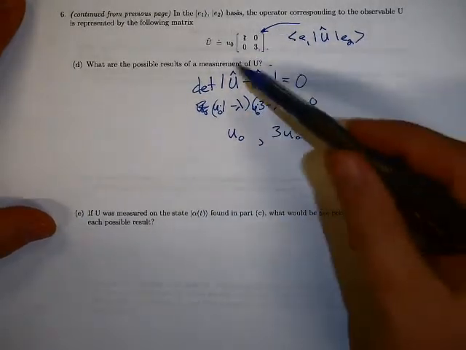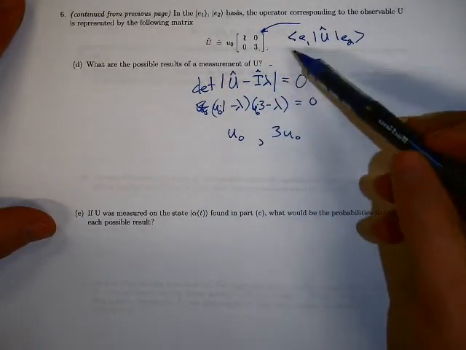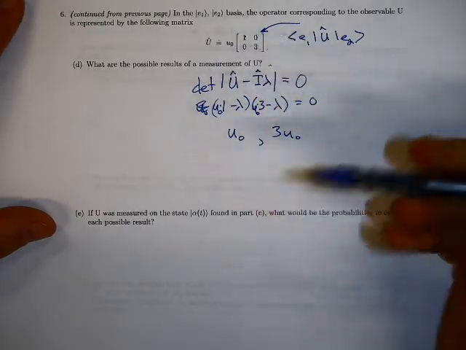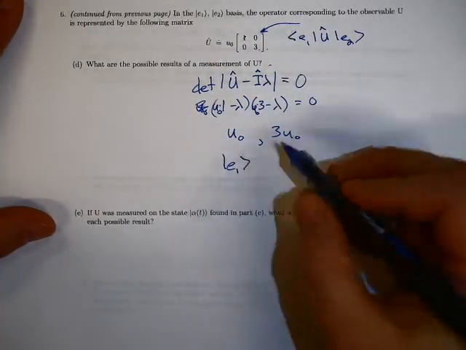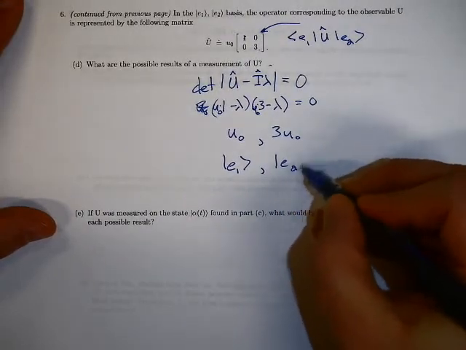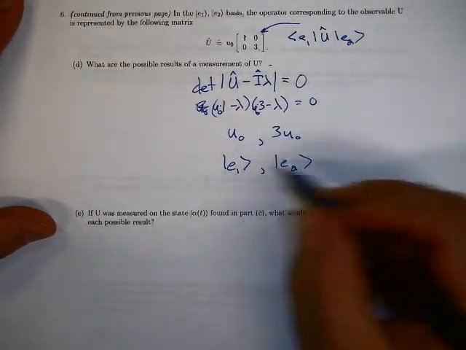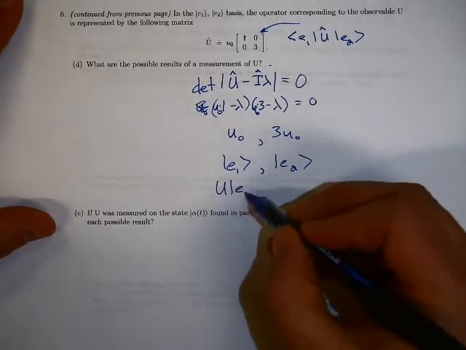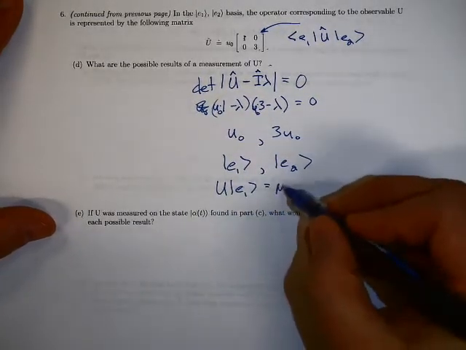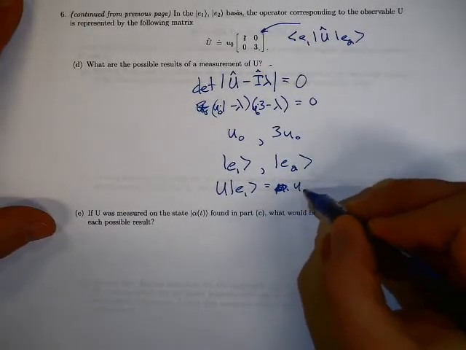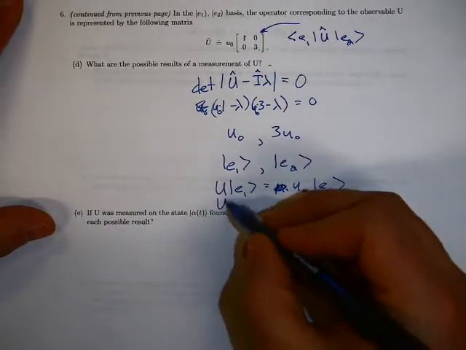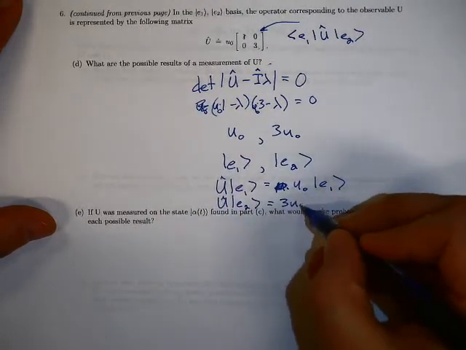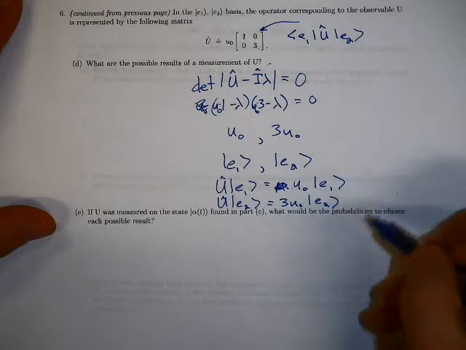Note another really handy thing about this. Since U is diagonal in the E1, E2 basis, that means that E1 and E2 are actually the eigenvectors of U. So U on E1 must be equal to U naught E1, and U on E2 is equal to 3 U naught E2.